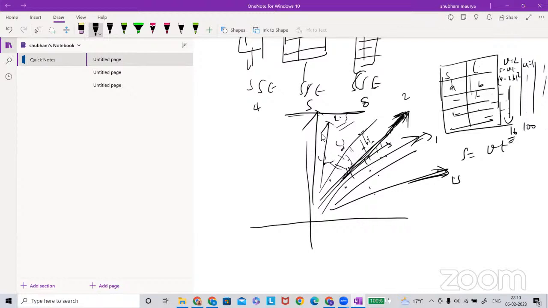If the options were not given, then we could not solve this problem, right? If options are not given, then there is no meaning to ask. Surely you have to go according to the options.